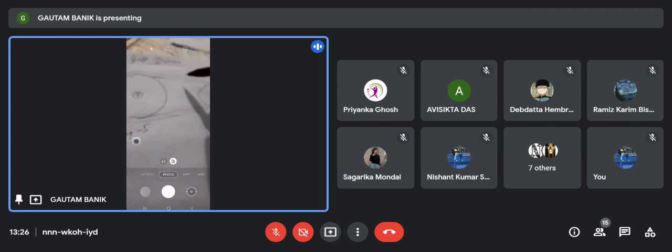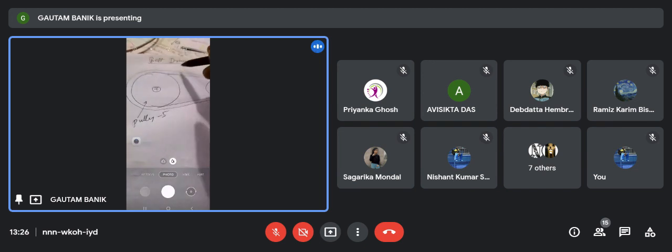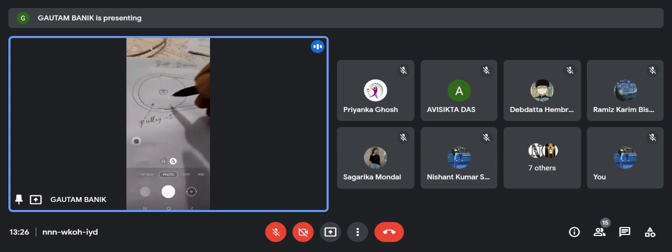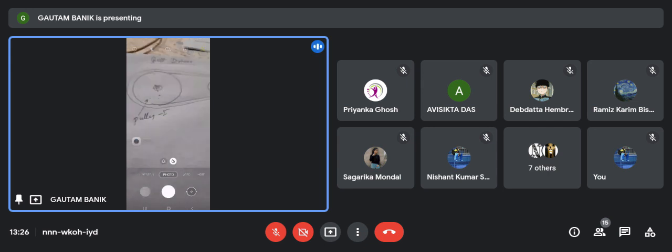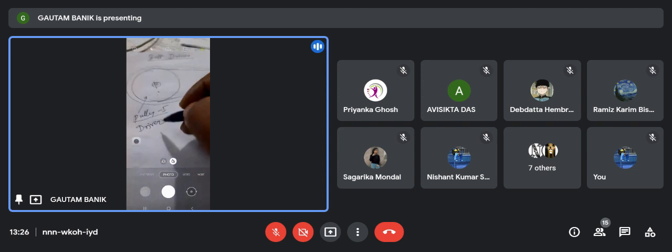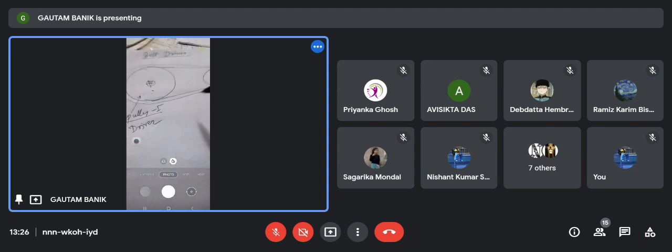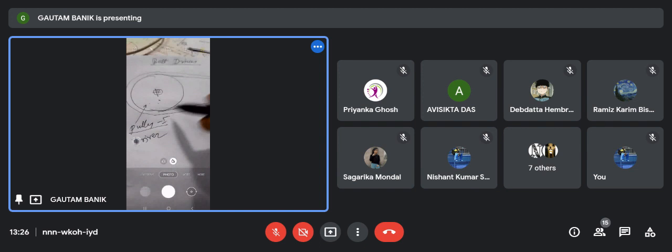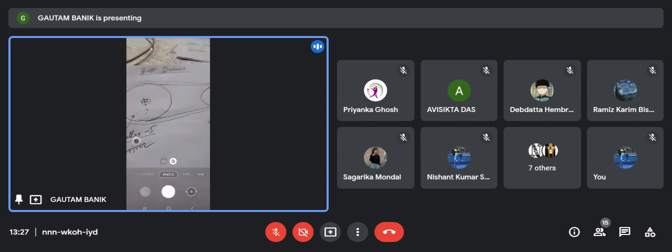The belt drive, this is the pulley, pulley 1 and pulley 2. The power is transferred from the first pulley to the second pulley. Then the first pulley is called the driver pulley, and the second one is called the driven pulley, or follower. This is the follower pulley. Then the belt is mounted. This is the belt.